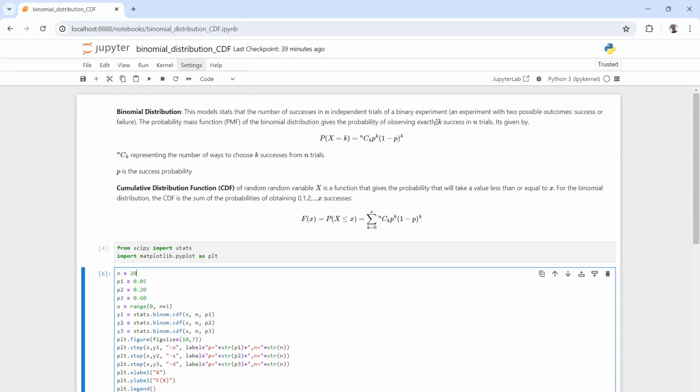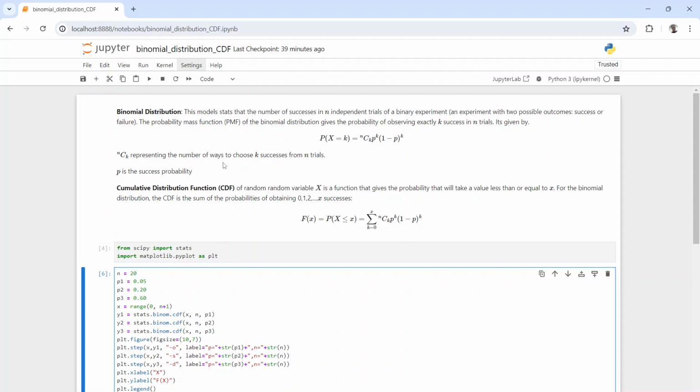The probability mass function of the binomial distribution gives the probability of exactly k successes in n trials. That means if we do n number of trials and look at the success event, and the probability of that success event is p, then the probability of getting k number of successes in n trials will be given by this expression. Here nCk represents the number of ways to choose k successes from n trials.